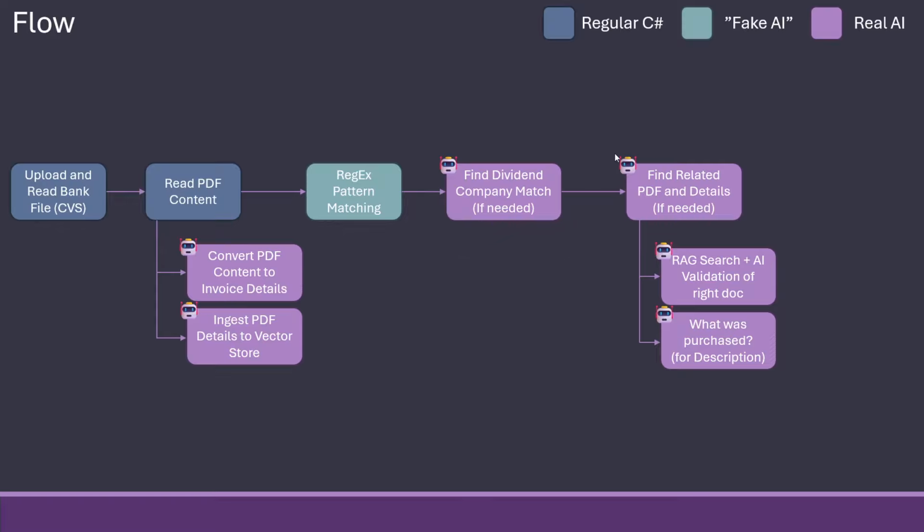And then we find the related PDFs, the main part of this, of course, in that we do some RAG search and AI validation to find the right document to fit. And if we don't already know, based on the regex pattern, what was purchased, AI will also try to determine that from the PDF documents.